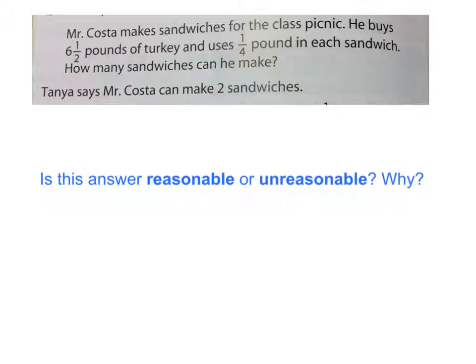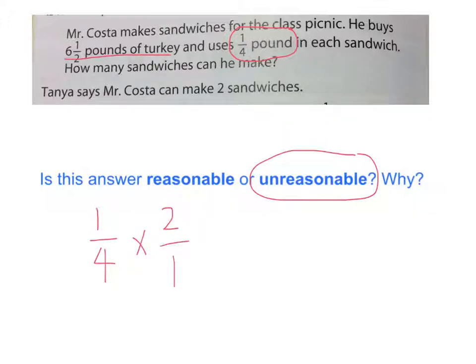Vienna? This answer is not reasonable. It's unreasonable. Why is it unreasonable? It's unreasonable because there's 6.5 pounds of turkey. Okay, there's 6.5 pounds of turkey, and he uses 1/4 of a pound in each sandwich. Good. And so 1/4 times 2 is not 6.5.